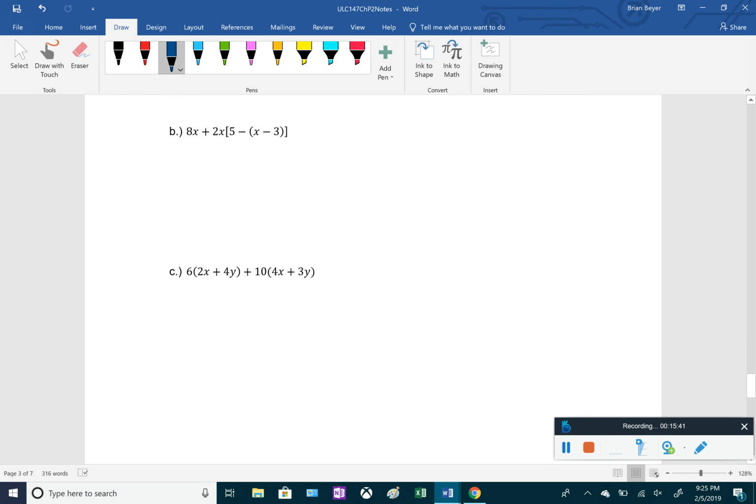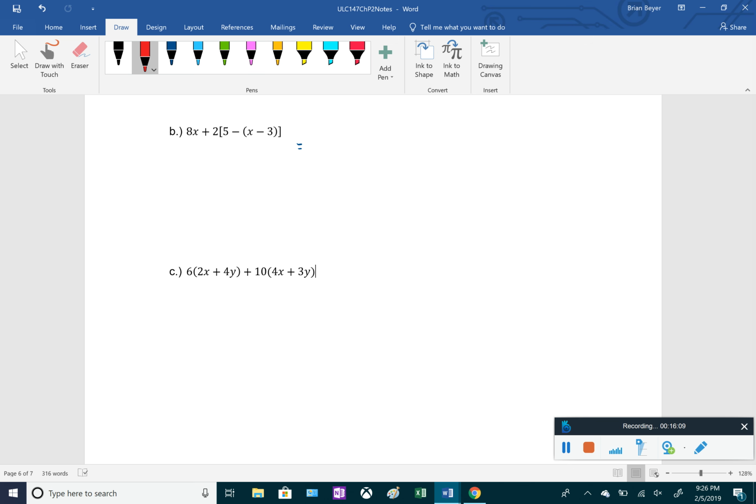Okay, next one we have 8x plus 2x, and then in parentheses, 5 minus x minus 3. Actually, I'm going to erase this x right here. That's not supposed to be there yet. And I will get into why that's not supposed to be there yet, because we didn't learn how to do that one yet.